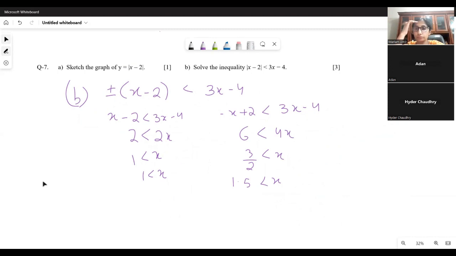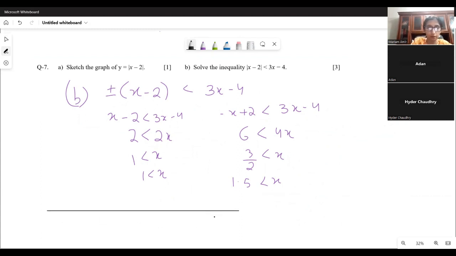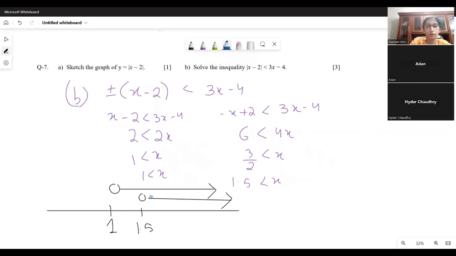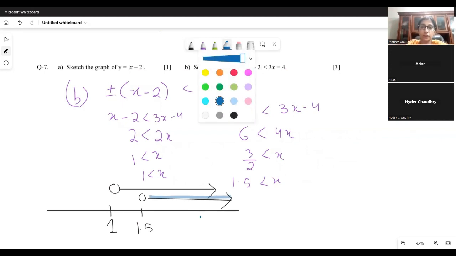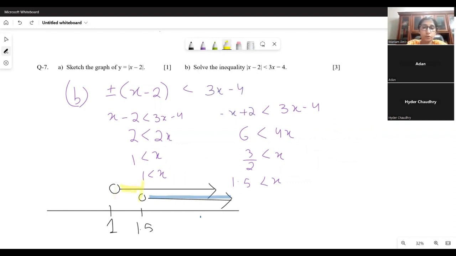Ma'am, draw a number line and see which is the common region. So one of the answers is x is greater than 1. So let's say 1 is here and this is what the inequality will look like. The other one is 1.5. It's going to be here and this is what the inequality will look like. This is the common region. This region is not in the second inequality, from here to here. So your answer would just be x is greater than 1.5.